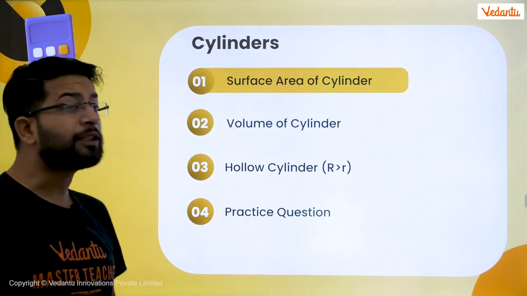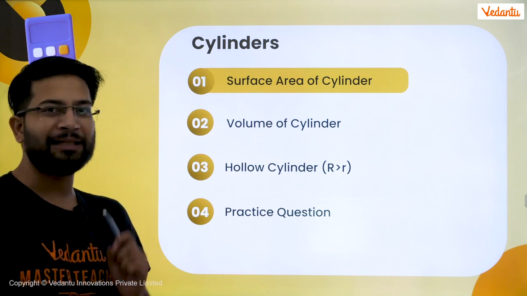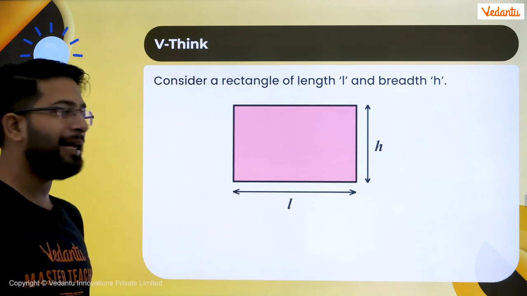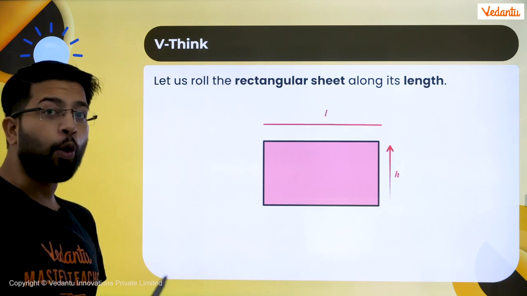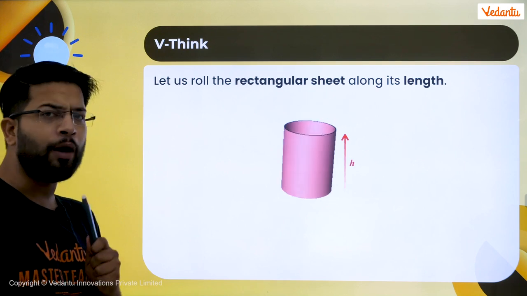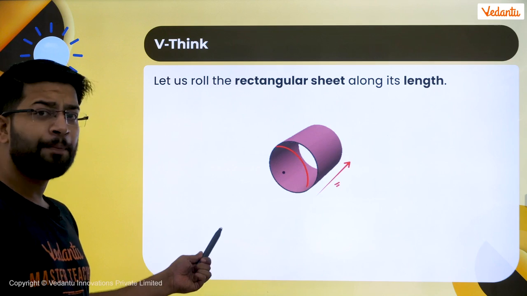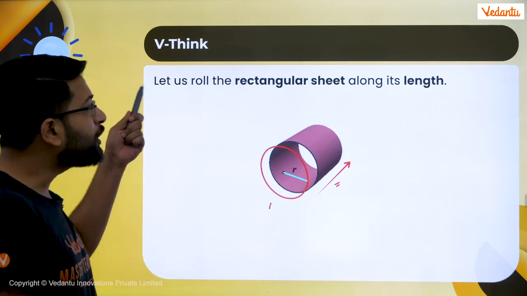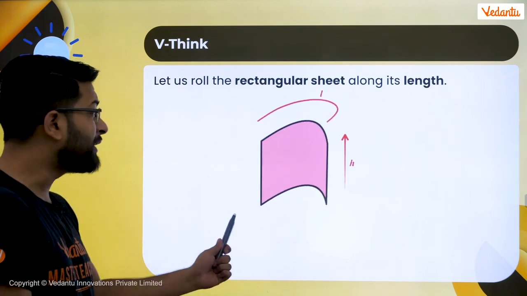So champ, let's start with the surface area of the cylinder. But champ, for that first we have to understand something, and I have one question for you. Let's say we have a rectangle of length L and the width H. So what do you think? If I roll this rectangle along its length, what geometry will we get? Are we getting a cylinder? So if we are rolling the rectangular sheet along its length, then the rectangular sheet is getting converted into the cylinder.